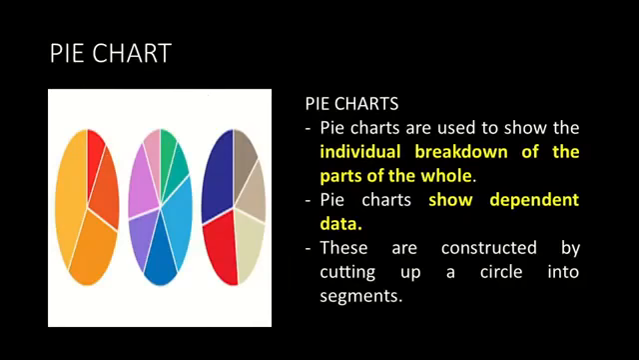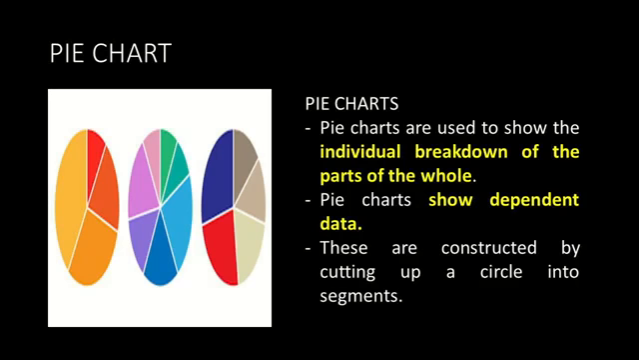So moving on, we have charts, and specifically pie charts. Pie charts are used to show the individual breakdown of the parts of the whole. And keep in mind that the data presented using pie charts are dependent data. What does dependent data mean? It means that an increase in one data will mean the decrease in another. So how are pie charts constructed? These are constructed by cutting up a circle into segments or slices.